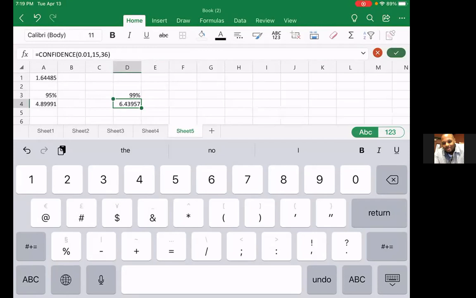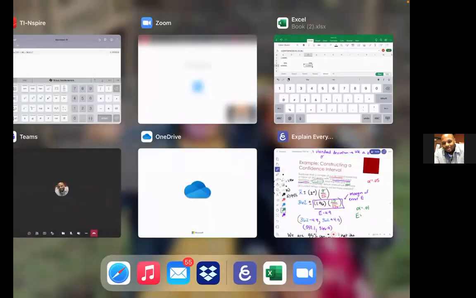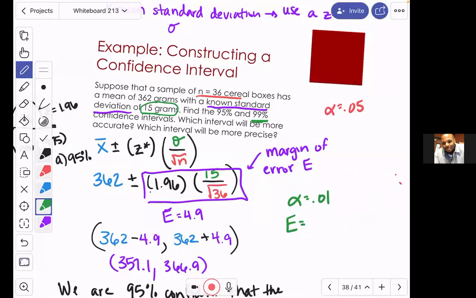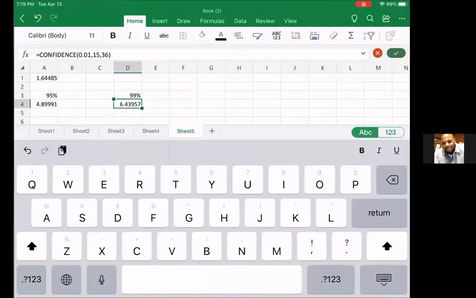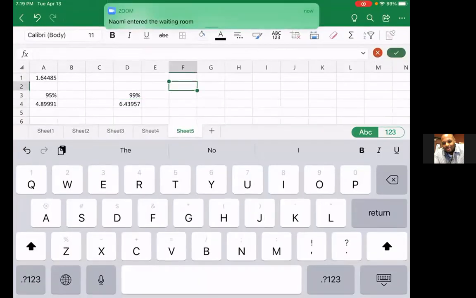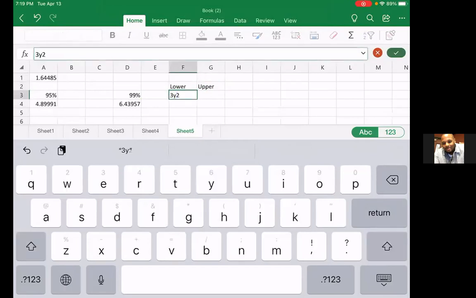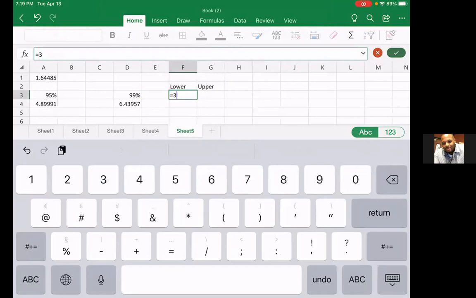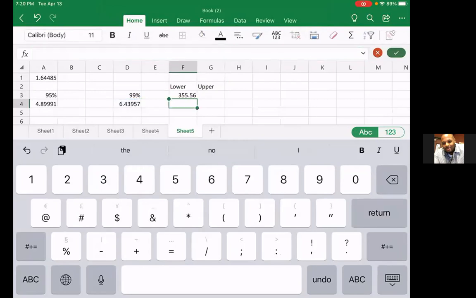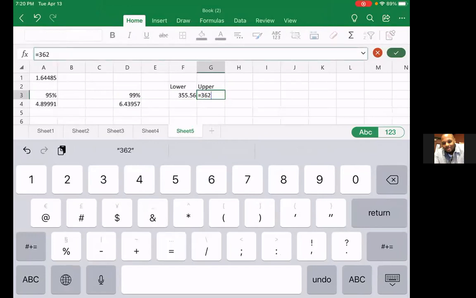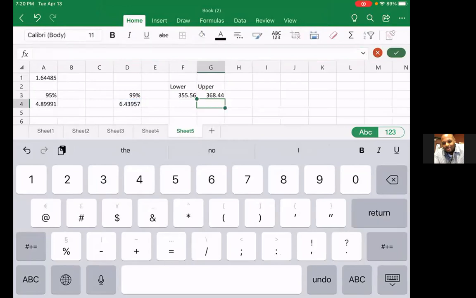So now that we have that value, the other thing we need is the mean. And the mean here is equal to 362. So if I want to calculate this, I can calculate the lower bound and the upper bound by just taking 362. The lower bound would be 362 minus this value right here. Your upper bound would be 362 plus this value right here. And that gives me the confidence interval for this.